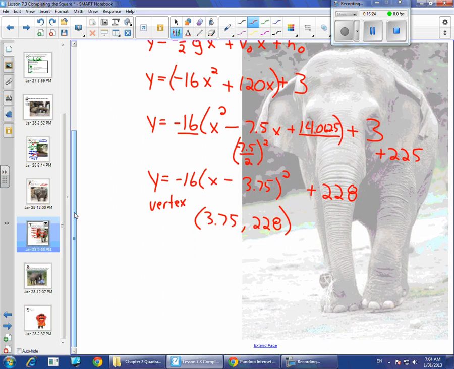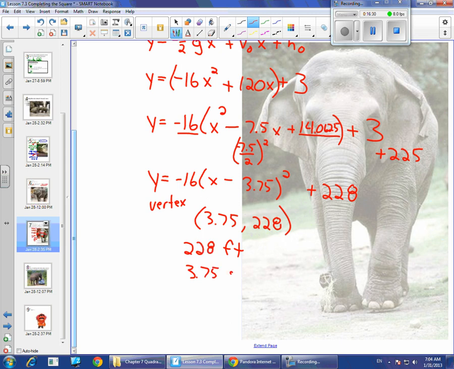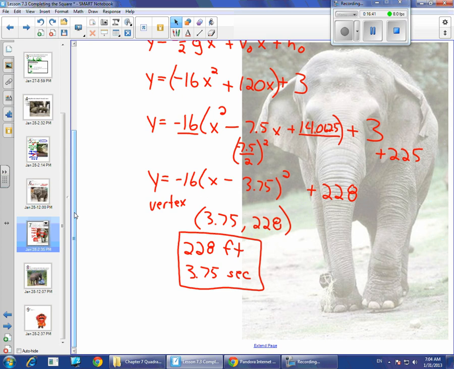So the maximum height is 228 feet and 3.75 seconds. Like that. Okay, so basically one of the main ways you can use this whole completing the square process is to find the vertex or the maximum of a parabola, or minimum for that matter.